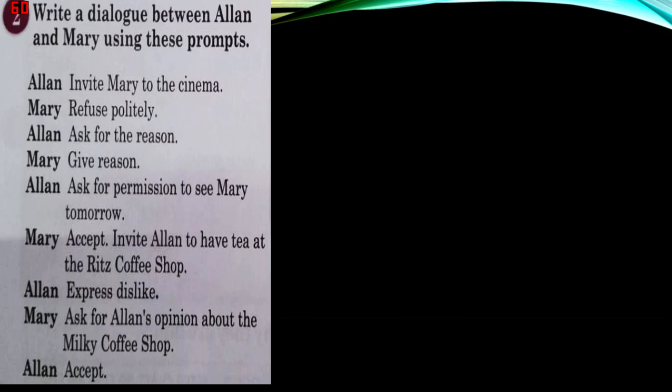Alan is going to invite Mary to the cinema. Mary is going to refuse politely. Alan is going to ask for the reason, and Mary is going to give the reason. Alan is going to ask for permission to see Mary tomorrow. Mary is going to accept. She will accept. Invite Alan to have his tea at the Ritz Cafe. She will suggest to Alan that they go to the Ritz Cafe. Alan expresses dislike. He expresses his refusal. Mary asks for Alan's opinion about the Milky Cafe. She asks his opinion about this other cafe, the Milky Cafe. Alan is going to accept. The dialogue will be in this way.